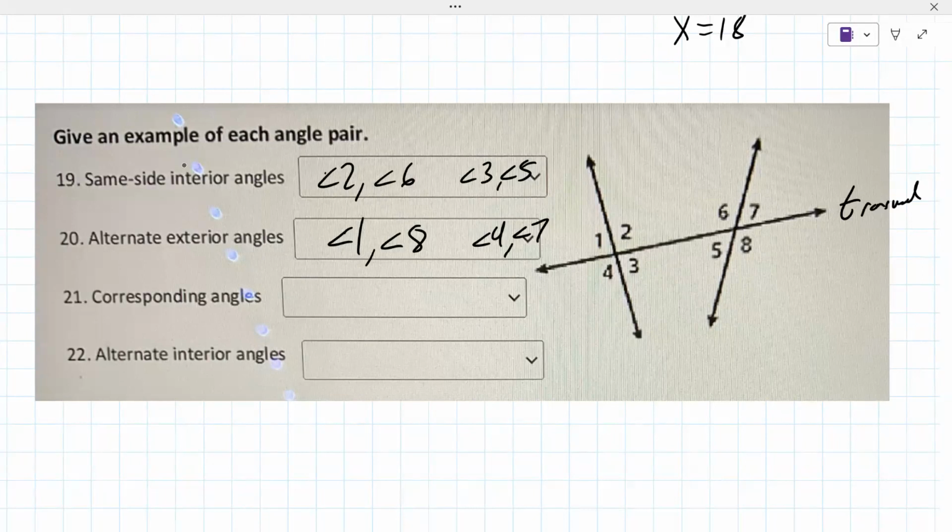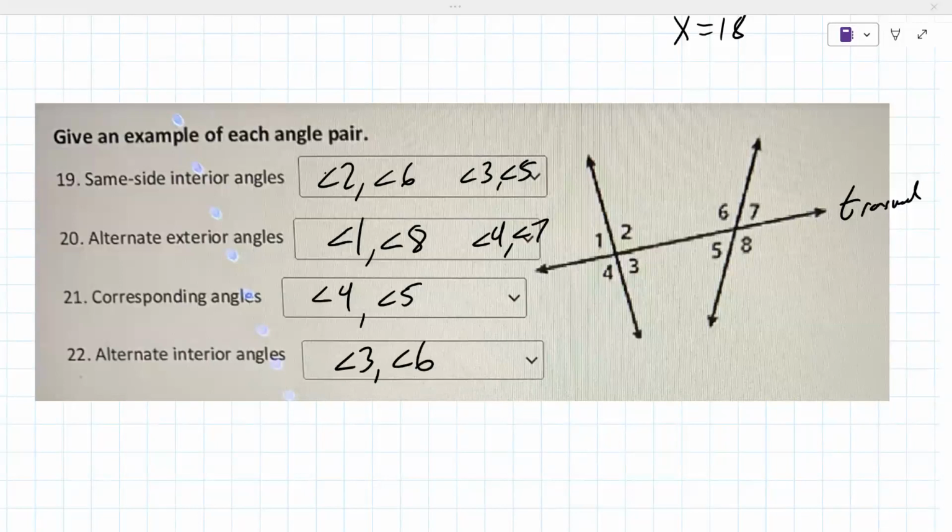4 and 5. It's 4 and 5, perfect. Those work. There's a lot more. Those worked. And then alternate interior, 6 and 3. Those work. Very good. All right.